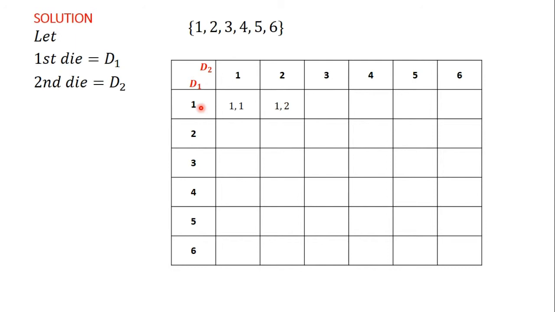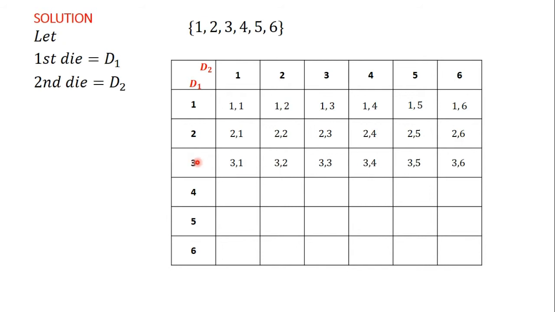In the second case, we have 1 on the first die and 2 on the second die. So you have (1, 2). When you come here, you have (1, 3), (1, 4), (1, 5) and (1, 6). Now, when you come here, we have 2 on the first die and 1 on the second die. So you have (2, 1). Then we have 2 on the first die and 2 on the second die, so you have (2, 2). Here you have (2, 3), (2, 4), (2, 5), and (2, 6).